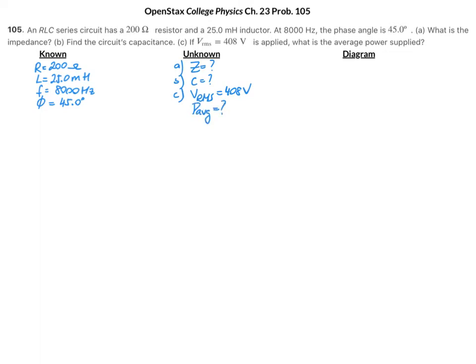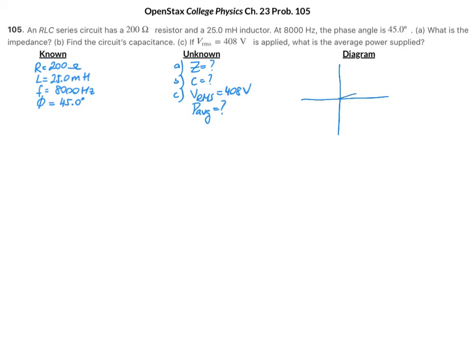All right, so we're looking for the impedance in part A. Now, the equation for impedance has resistance, capacitive reactance, and inductive reactance in it. Well, we don't know the capacitance, so how do we figure out what the impedance is? How about we draw the phasor diagram?